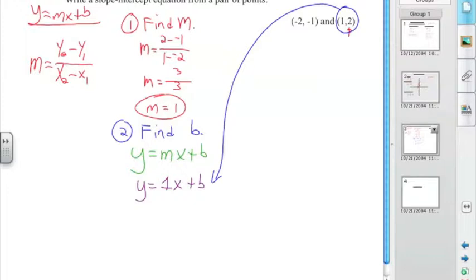So in that case, y is 2. 1 times x is 1 plus b. So 2 equals 1 plus b. We're going to subtract 1 from both sides, simplifying. And we find that the y-intercept is 1.